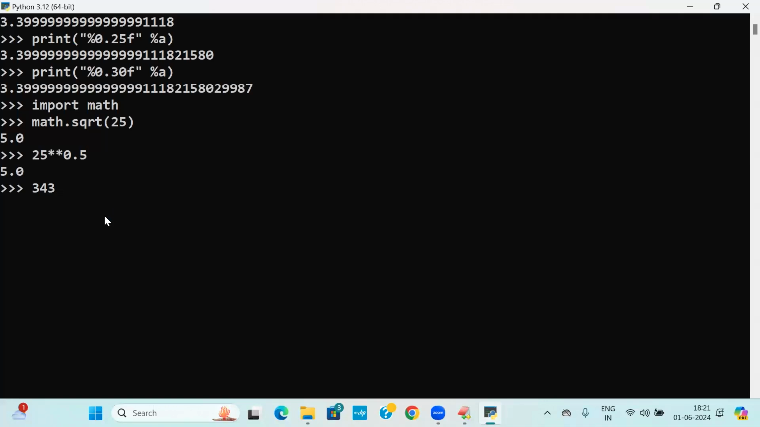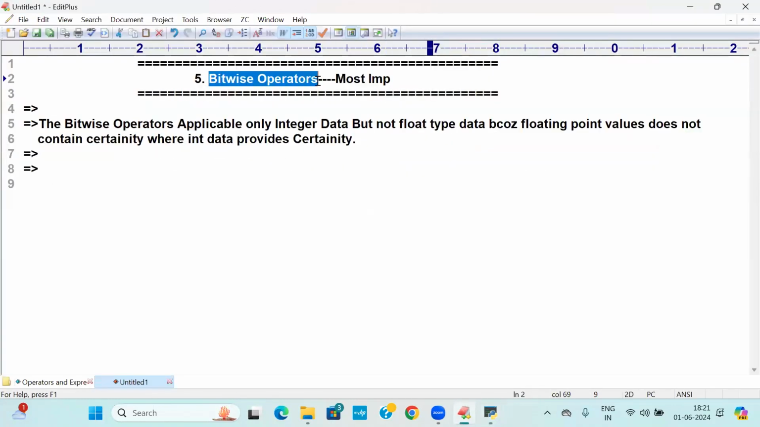Similarly, 343 star star, cube root is nothing but 1 by 3. It is going to give you 6.9999, which is equal to 7. Huh? Now that means what? Floating point values are not providing certainty. That's why, with uncertain values, there is no question of applying bitwise operators.